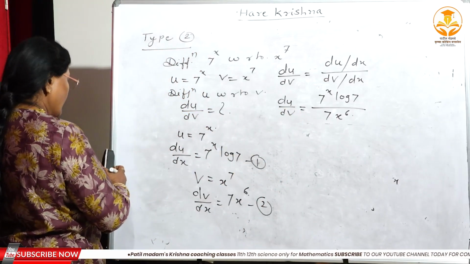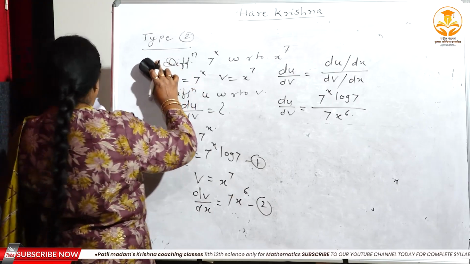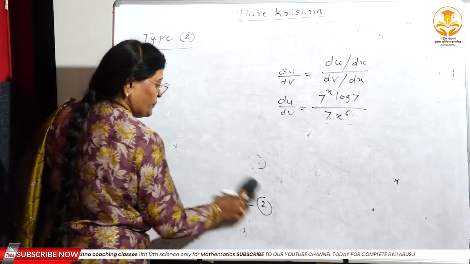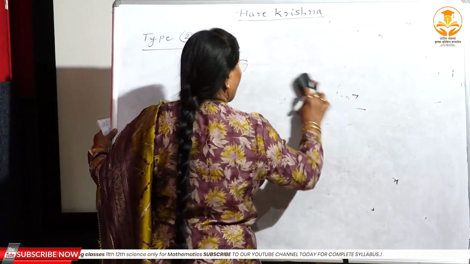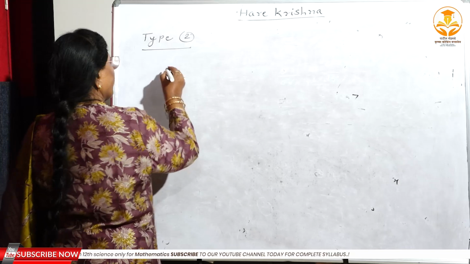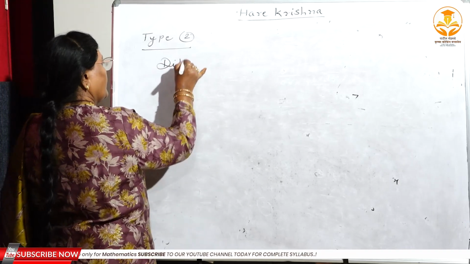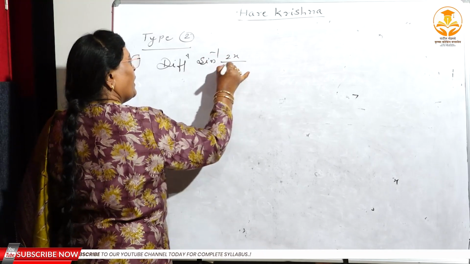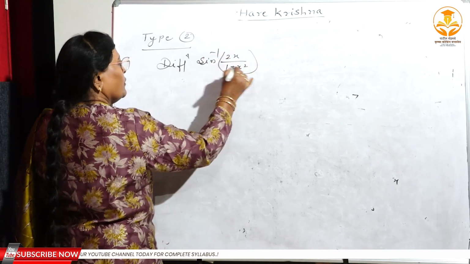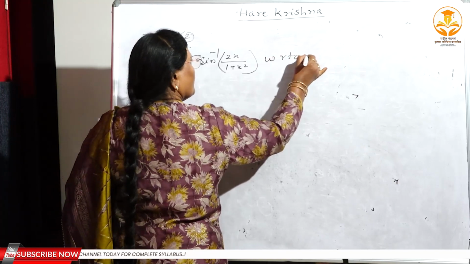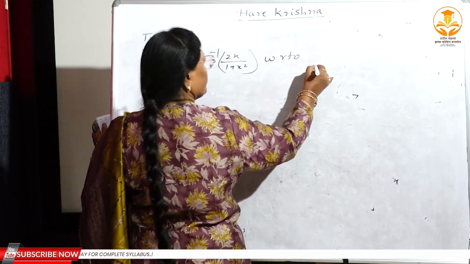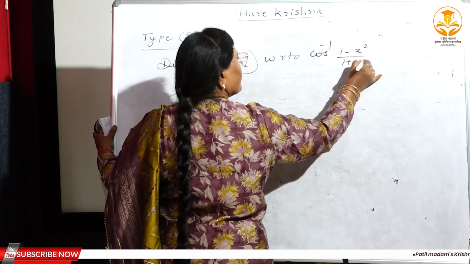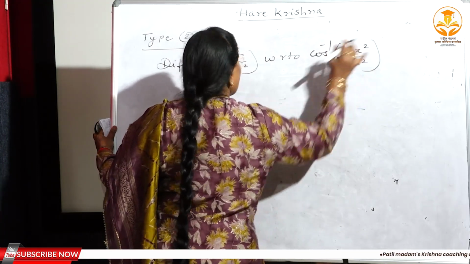Now again, suppose I take one more problem here. Differentiate sine inverse of 2x divided by 1 plus x square with respect to cos inverse of 1 minus x square divided by 1 plus x square. Right? Now let us take this.